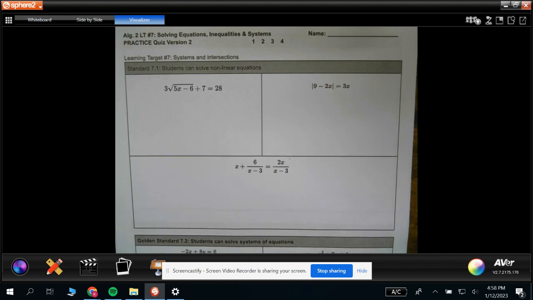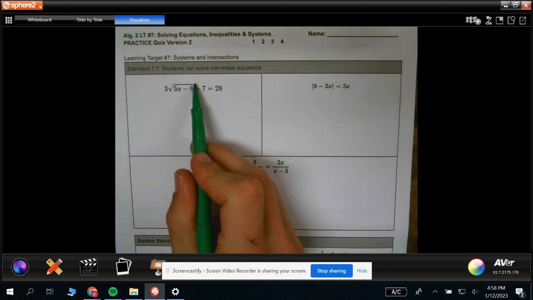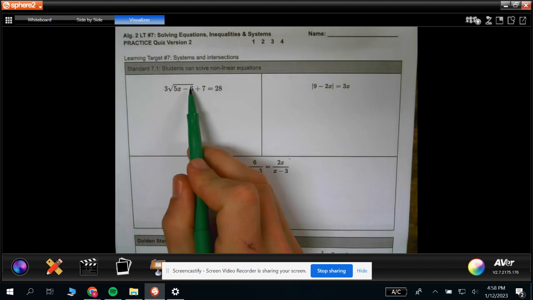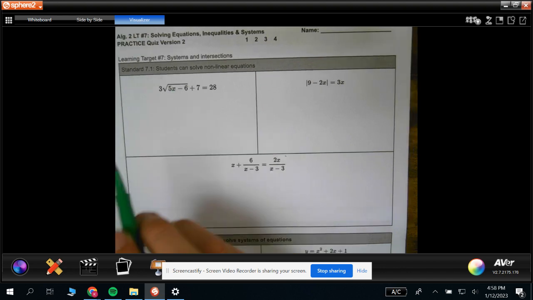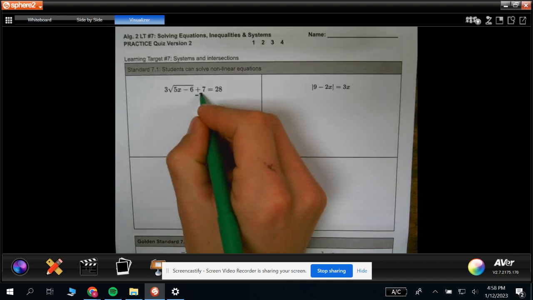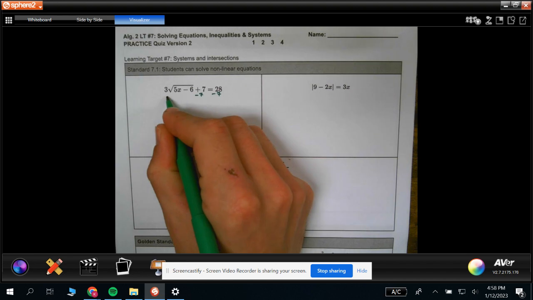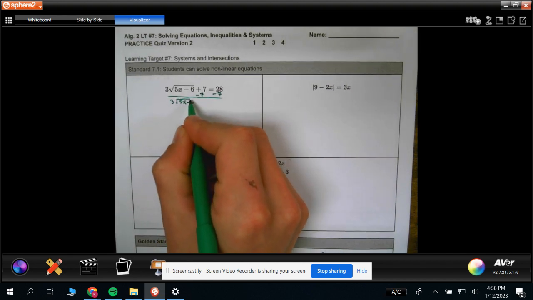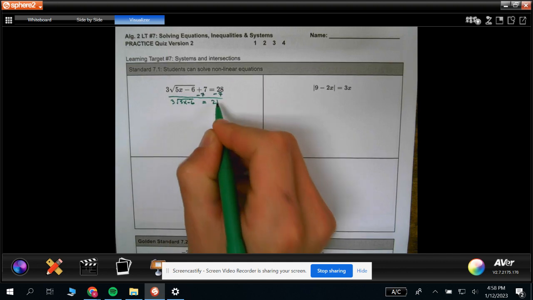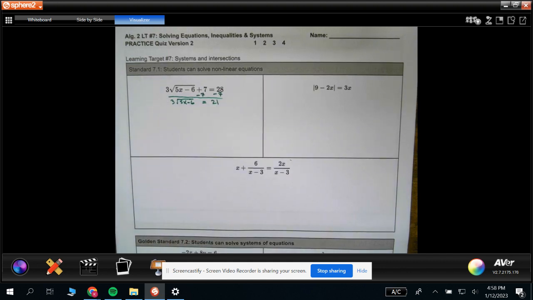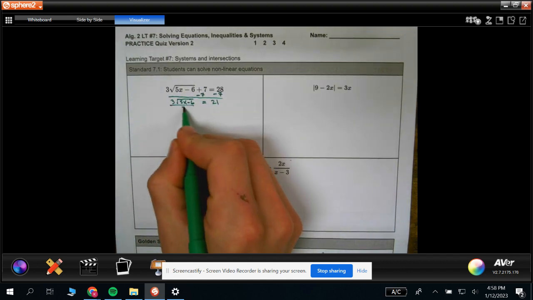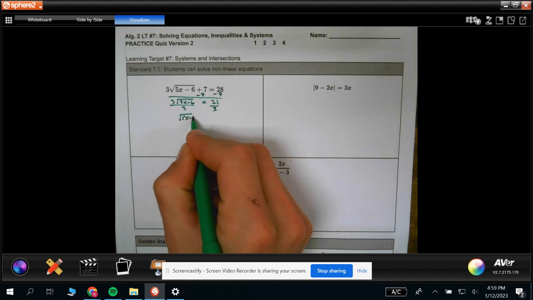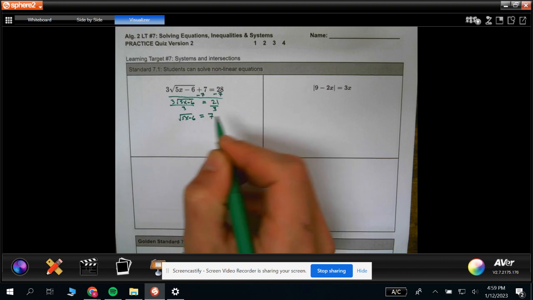First one, we're going to solve some equations. Square root. Our first step, we want to isolate what's under the square root. We want to isolate the square root portion. So we've got to get the square root of 5x minus 6 by itself. Let's start by subtracting 7 from both sides. I'm going to write pretty small because I have to fit a lot of stuff here. Do that, we get 3 times the square root of 5x minus 6 equals 21. Let's divide both sides by 3 to get the square root of 5x minus 6 equals 7.